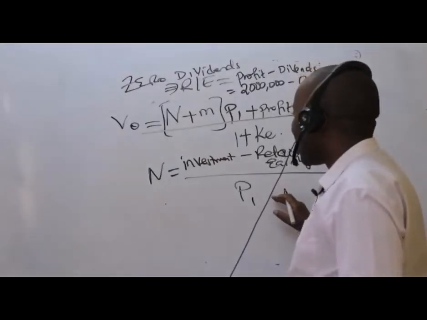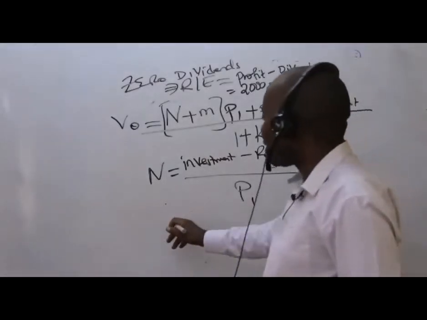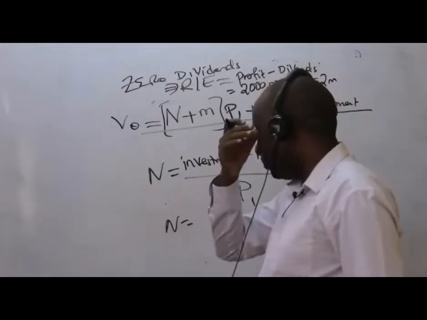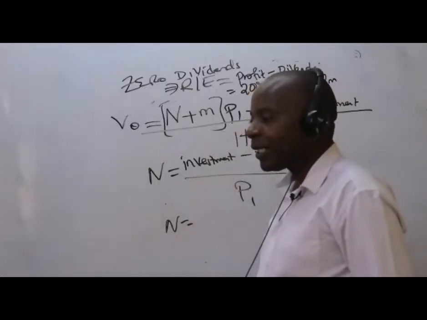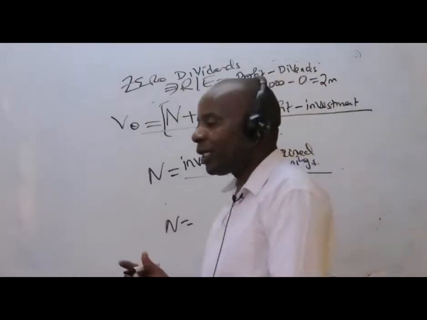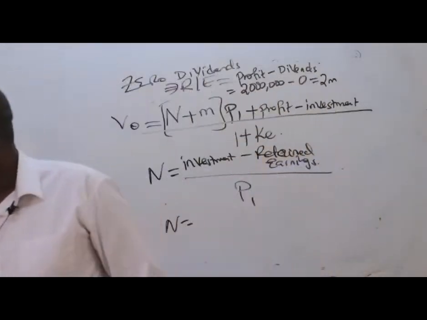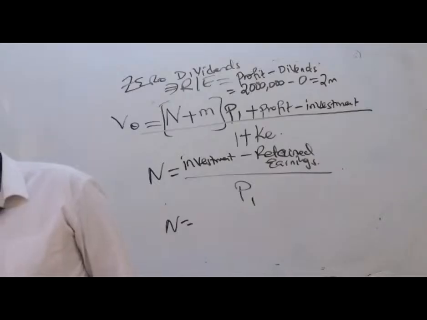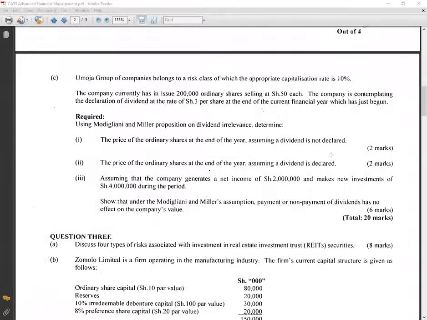So please come back here. Here then the new shares will be equal to the investment. What is the investment amount? Are you able to see some investments in this question? Peter tells me 4 million. So yes, I can see a new investment of 4 million during the period.